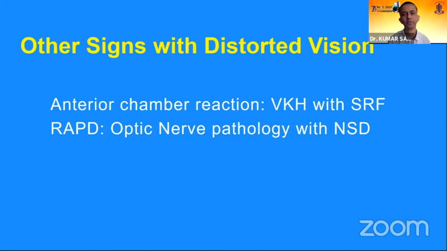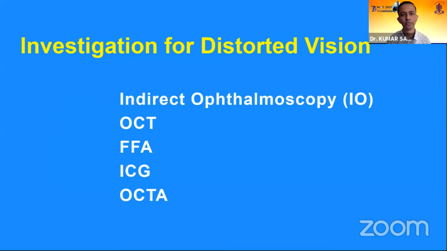What are the other signs which we need to keep in mind while we are assessing a patient with distorted vision? If there are anterior chamber reactions, the patient may have subretinal fluid because of VKH syndrome, and the anterior chamber reactions are not that obvious or common, but in this scenario, the patient may have anterior chamber reaction also. If a patient with distorted vision has RAPD, then probably we are dealing with neurosensory detachment at the macula, papillomacular bundle, fovea, along with some optic nerve pathology. So associated symptoms will tell us which way we should think and which investigations we should order.